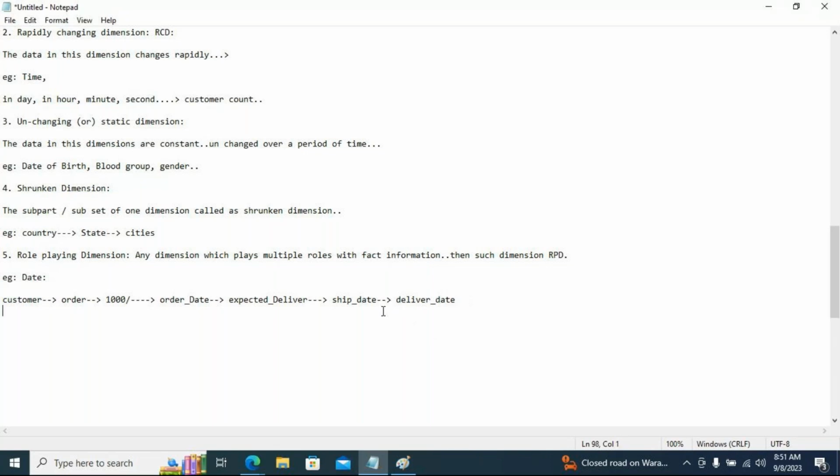Okay, if you look at these, all the dates come from the date table. All these dates are playing multiple roles with a single fact or single measure information. Any such dimensions you have in your business are considered role-playing dimensions.